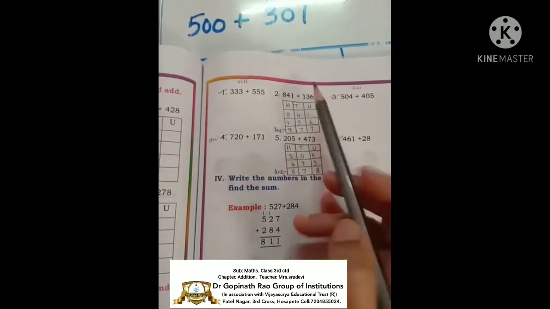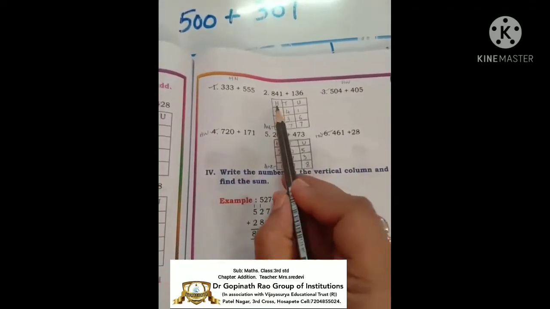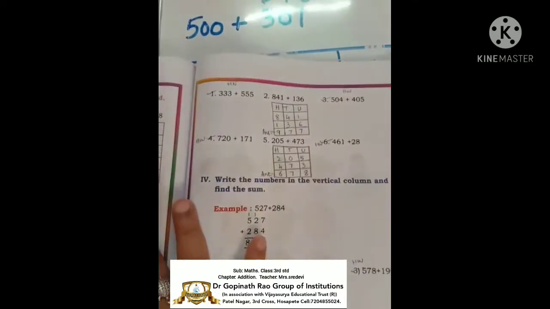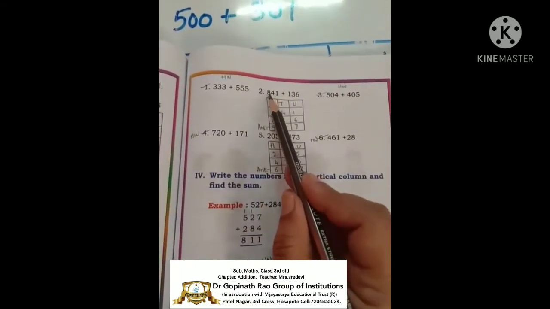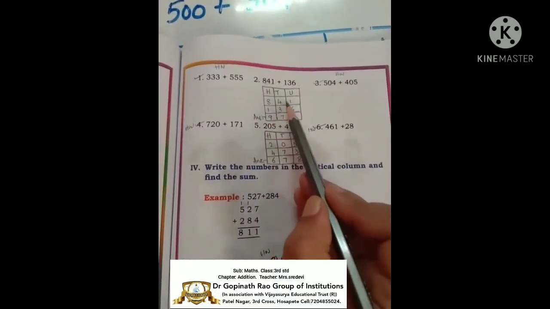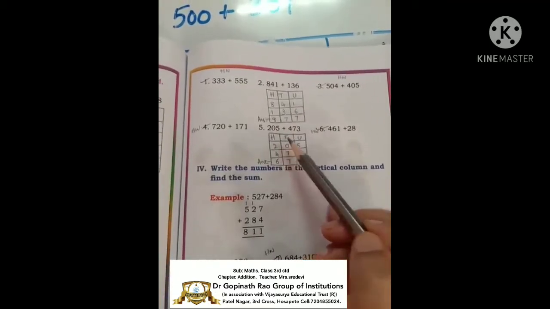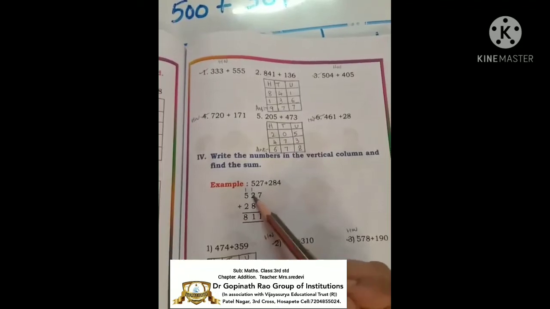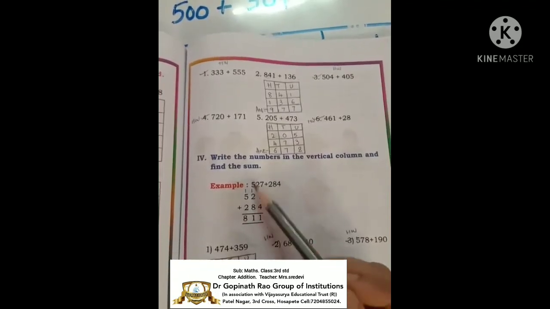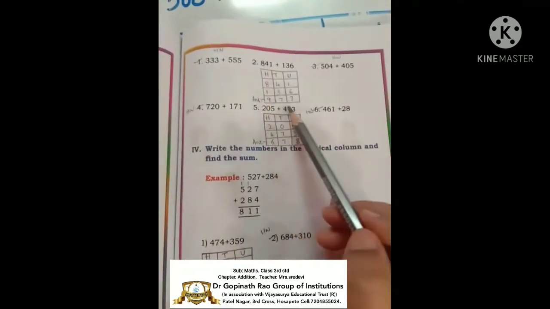841 plus 136. See, write first column always hundreds, tens, units. Next is the question 841. So, write down here 841. We can write without box also, children. You can write without box also. See, in this way. But with the box it looks very neat. Okay.